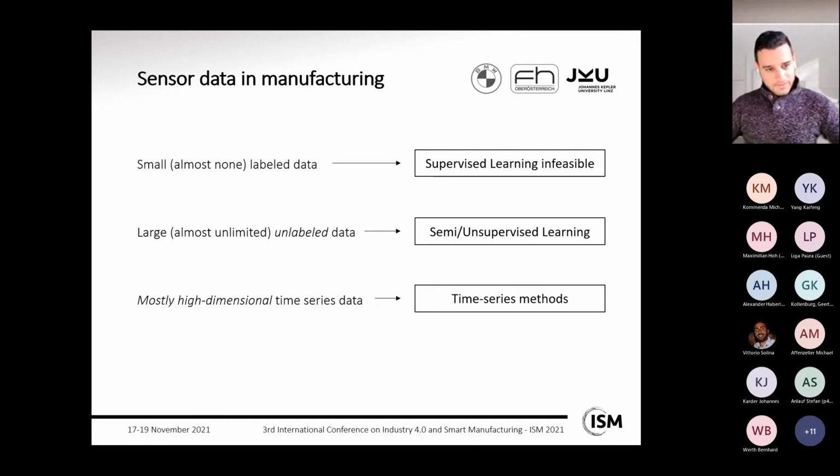With outlier detection, I'm mostly working in the field of manufacturing, especially in sensor data. And there we have a couple of problems or challenges. The first problem is that there is basically no labeled data available, meaning that purely supervised learning is infeasible. Then we have large or almost unlimited unlabeled data, meaning that it's very well suited for semi or unsupervised learning. And third, the data is mostly high-dimensional time series data when we're talking about sensor data. And this makes sense to use time series methods for these kinds of problems.